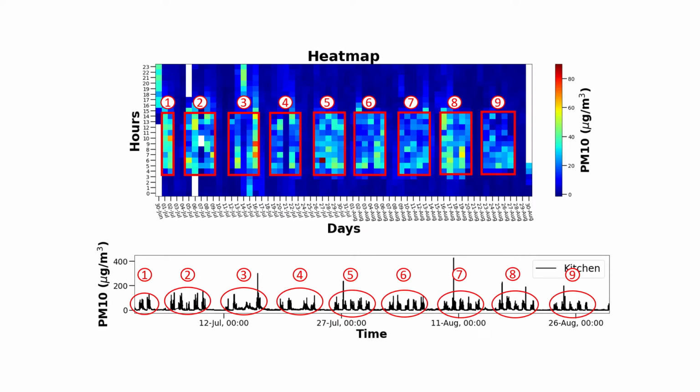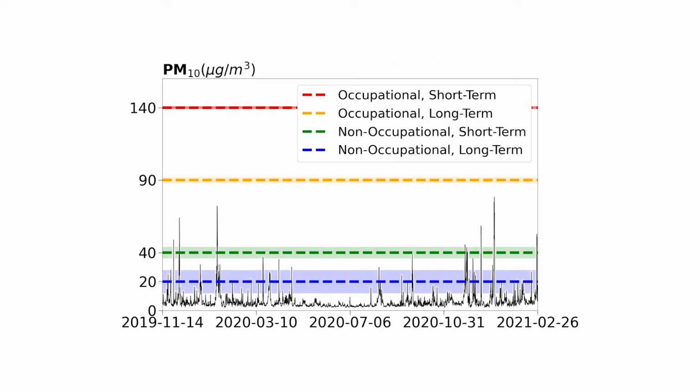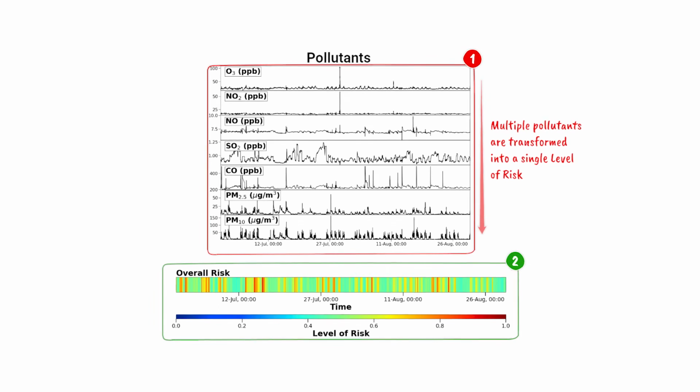We measure different pollutants with certain impact on human health. Then we compare the concentration values with different thresholds for different countries. And we combine all the pollutant-related risk into one single level of risk.